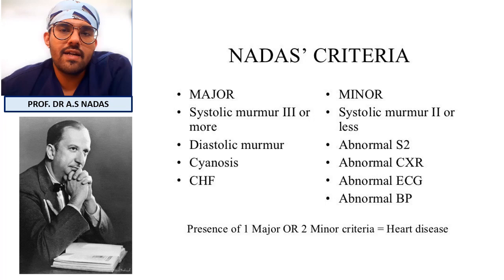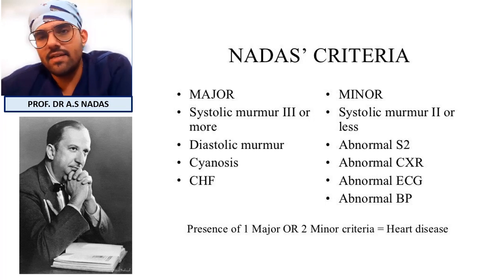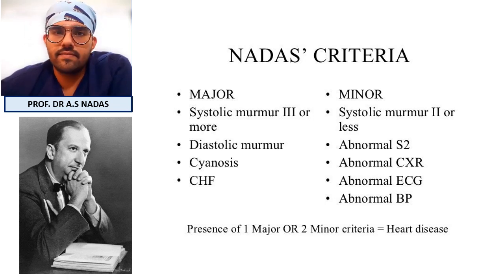The minor criteria are flow murmurs, that is, a systolic murmur of grade 2 or less, an abnormal S2 heart sound, an abnormal chest X-ray, an abnormal ECG, and an abnormal blood pressure.